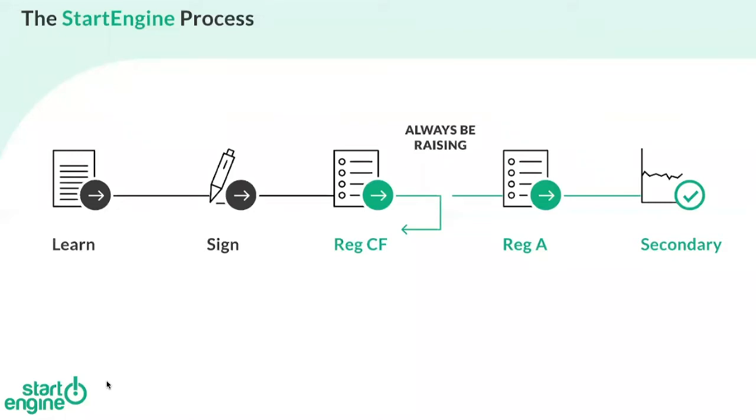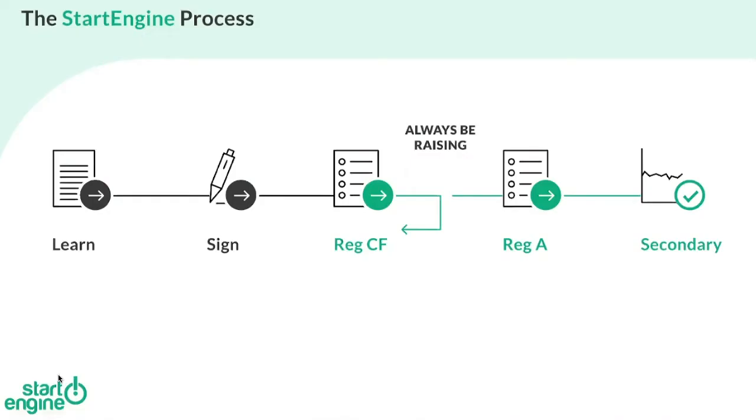The second step would be signing. So after a few calls with the StartEngine team, we'll work on bringing it to our internal team about reviewing these companies. We get approval, we sign these companies and launch a Reg CF. So the timing, I'll break this down a little bit more. It's about 5 weeks to get a Reg CF going. You raise these campaigns, it takes about 6 months.